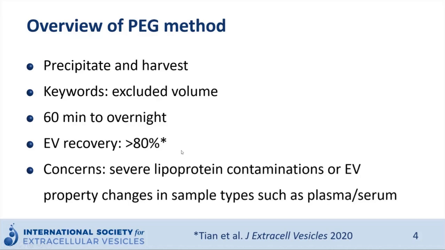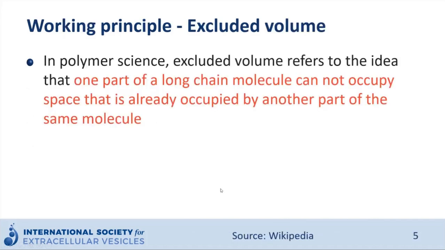However, for sample types such as plasma and serum, it should be kept in mind that precipitation can co-isolate a phenomenal amount of lipoprotein particles and aggregated proteins. In addition, precipitation will bring in reagent contaminations that may affect subsequent analysis.